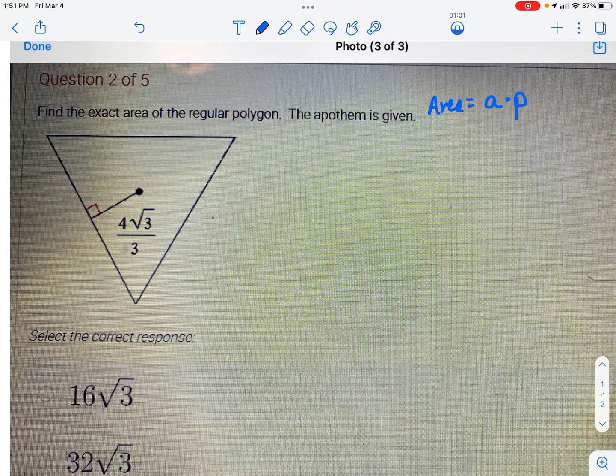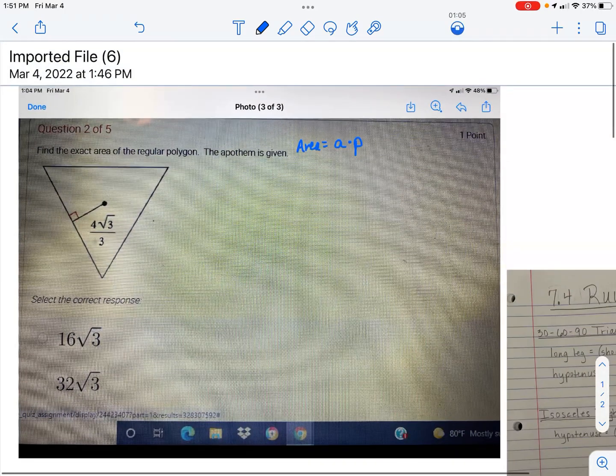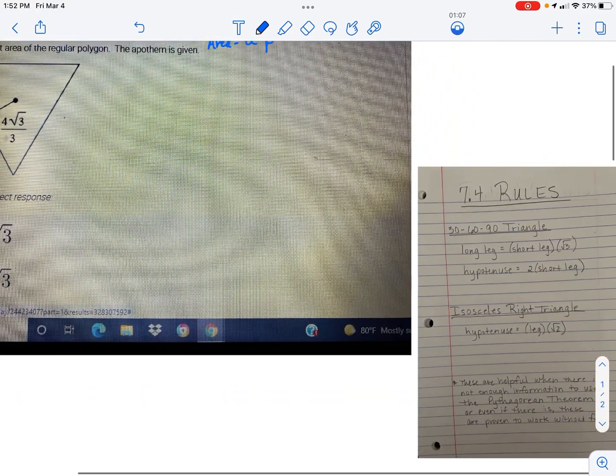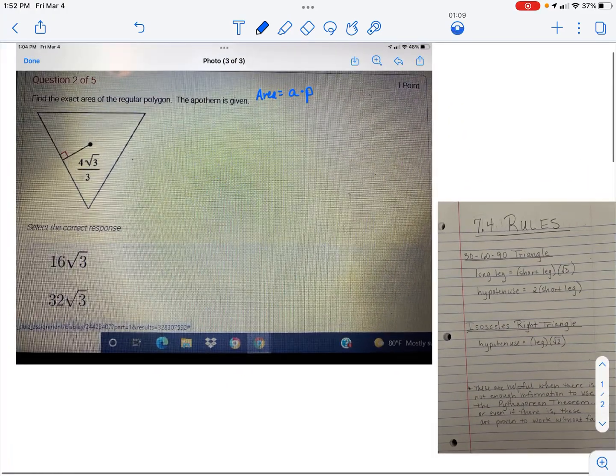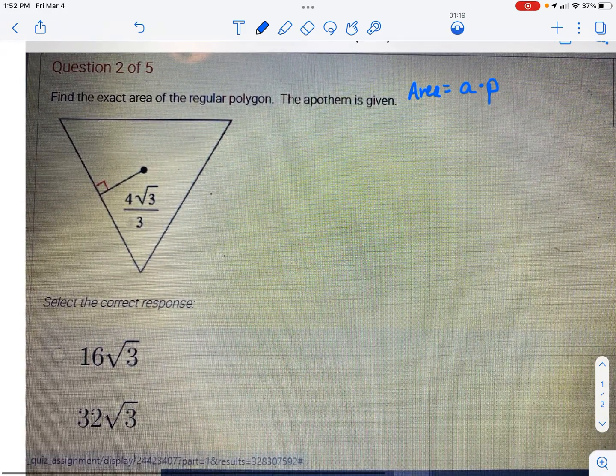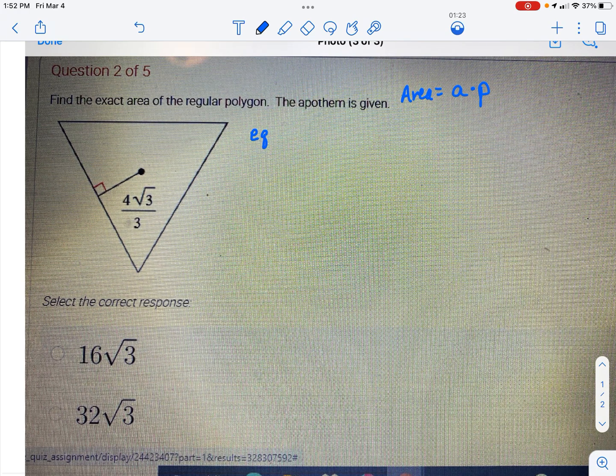All right, so we're going to do a few things here. I want to go back with you and remember some things that we talked about the last time that you were over here for some tutoring. We had some rules from 7.4. We're going to use one of these sets of rules here, but we have to figure out which one we're going to use. So the first thing that I want to talk about is the fact that if it's a regular polygon, then we know all the sides were equal, remember? So that means it's an equilateral triangle.